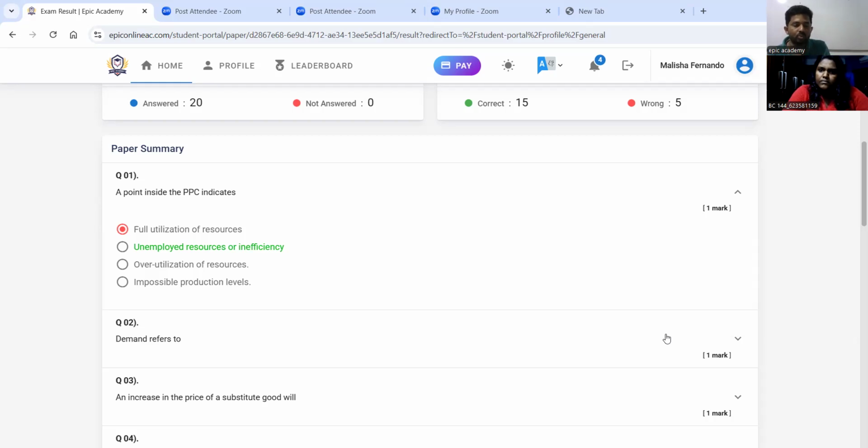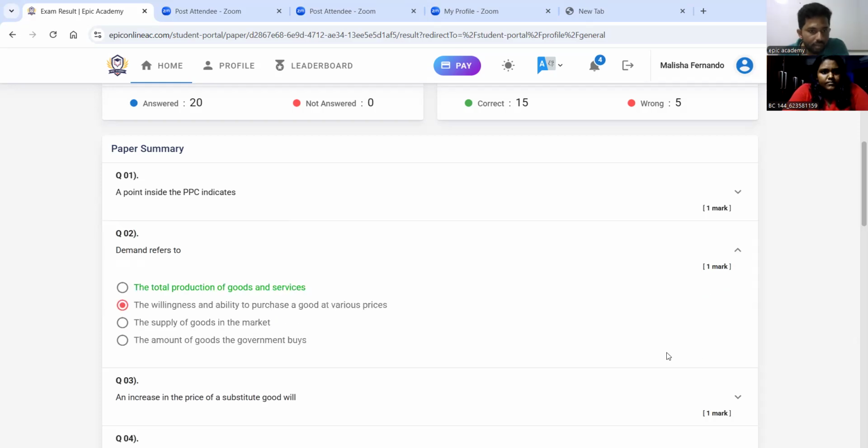Inefficiency means you are not fully utilizing the resources for production purposes. Some workers are not engaged with the day-to-day production activities. Some workers are working properly, but some workers are not working properly. So those are the errors. Okay, let's move to the next one.